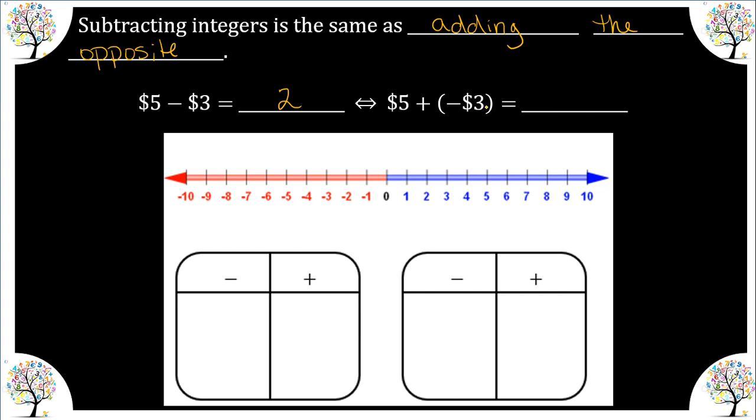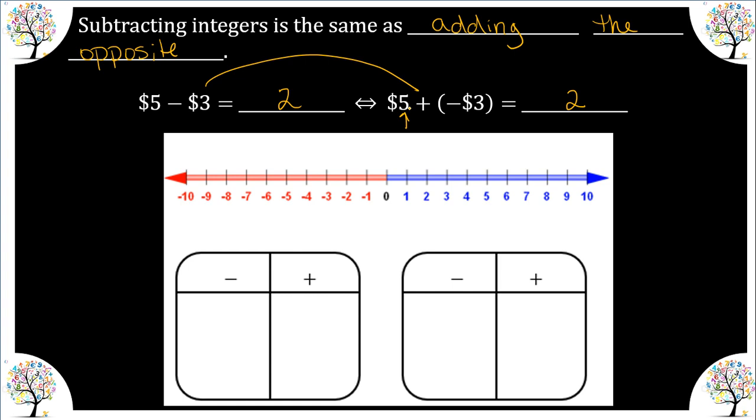Again, in our addition rules, when signs are the same, we subtract and we take the sign of the number that we have more of, so we have more positives. So 5 minus 3 is the same as 5 plus negative 3. These are equivalent equations. They mean the same thing.